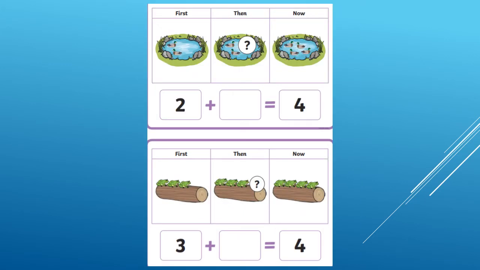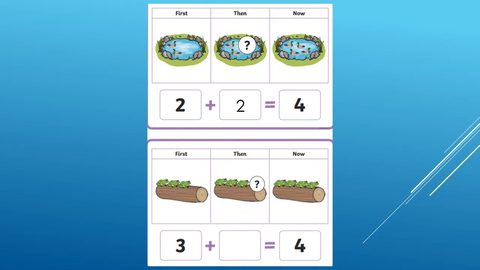Let's have a look at this one. Can you pause the video and see if you can say the number story out loud? Good try. So first we have 2 ducks in the pond. Then some more ducks come along and we end up with 4. So let's do that number story again, completed. First we had 2 ducks in the pond, then 2 ducks came along, and then there was 4 altogether.